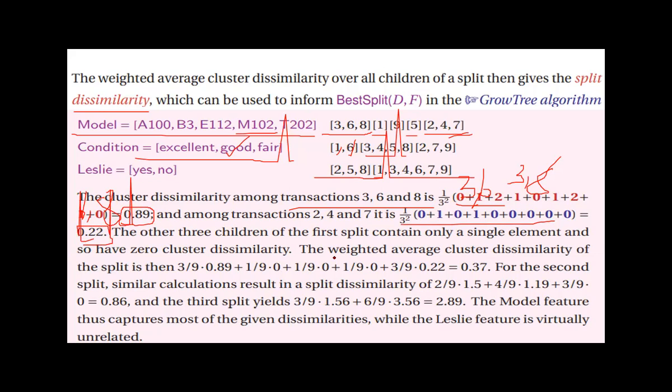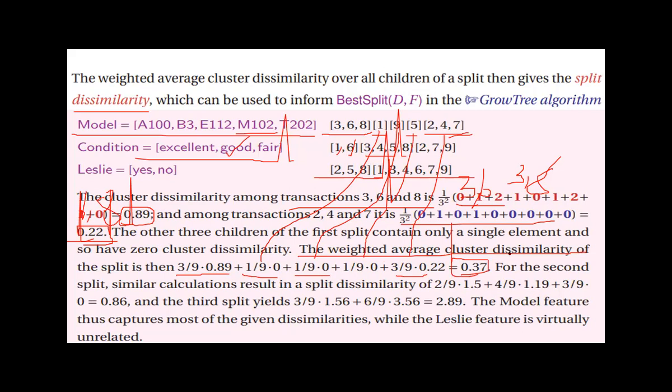Now we have to calculate the weighted average. Weighted average is calculated as 3 by 9, total is 9, 3 by 9 into 0.89, 1 by 9 into 0, 1 by 9 into 0, because this is 1 by 9, similarly this is 1 by 9, and this is 1 by 9. And this is 247, 3 by 9 into, we calculated 0.22. Total gives you 0.37.